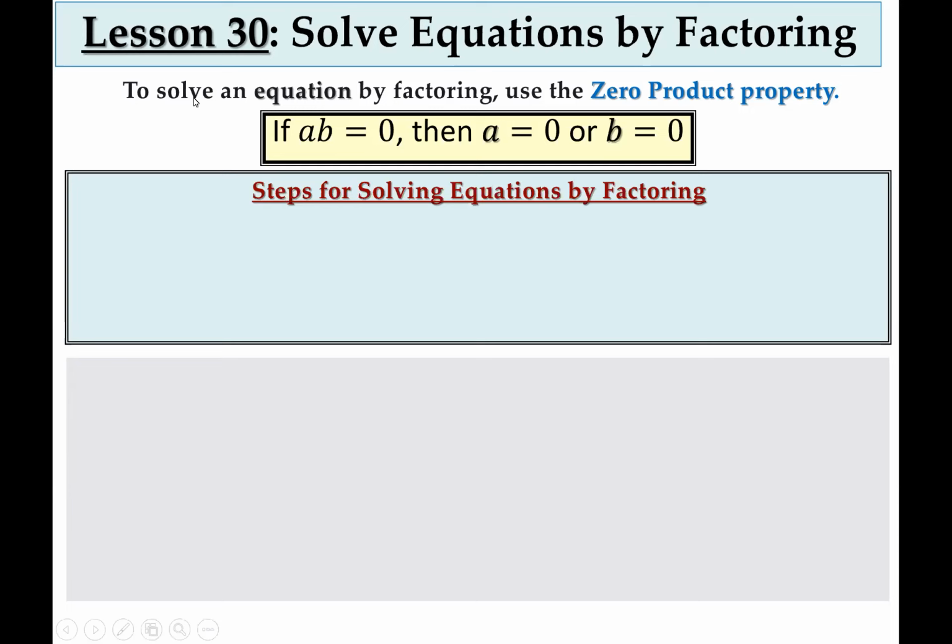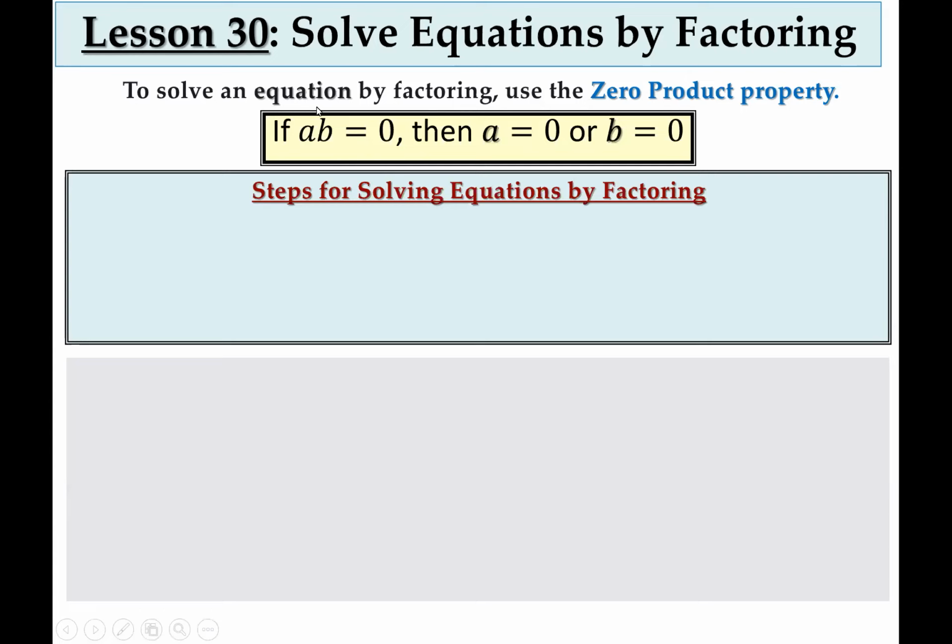To solve an equation by factoring, use the zero product property. Sometimes this is called the zero factor property as well, depending on the book and the teacher. So here's the property or the rule. It says if AB equals 0, then A equals 0 or B equals 0.